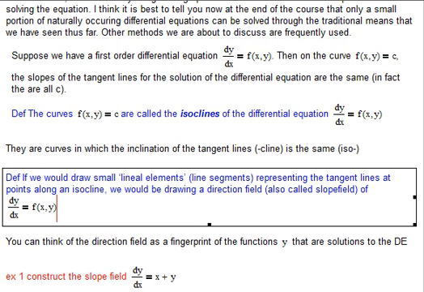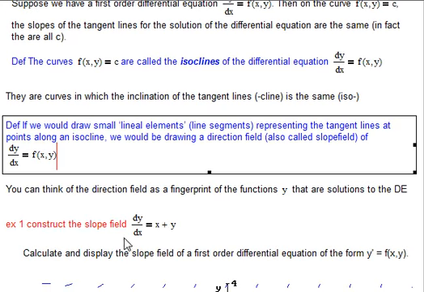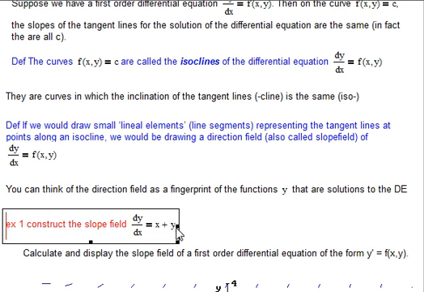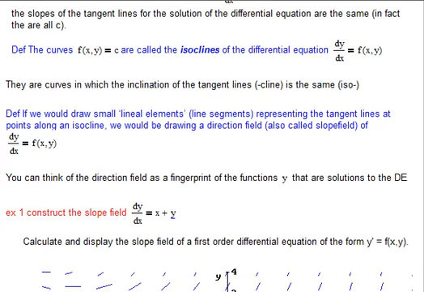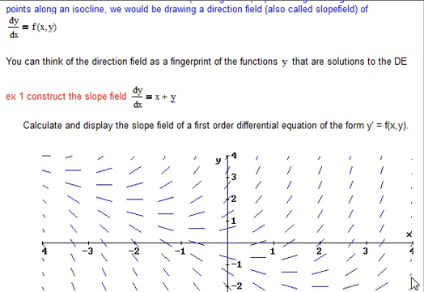Well, our first example is to construct a slope field from the differential equation dy/dx equals x plus y. So the isoclines would be like x plus y equals some constant c, for instance, x plus y equals 1, x plus y equals 2, x plus y equals 3. And they would be lines with slope -1 and parallel to each other, of course.